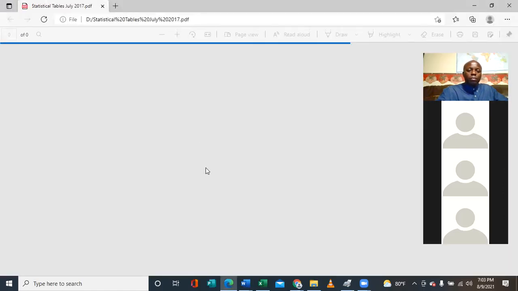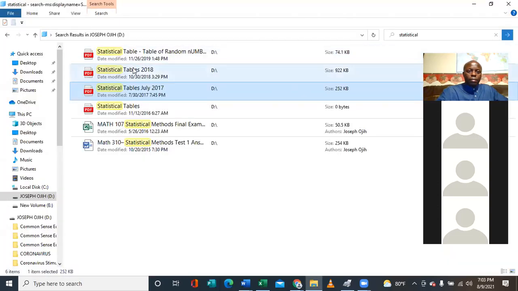Can you see the table? Can you all see the table? No. Okay, it didn't come up. Okay, I'm going to open it again.